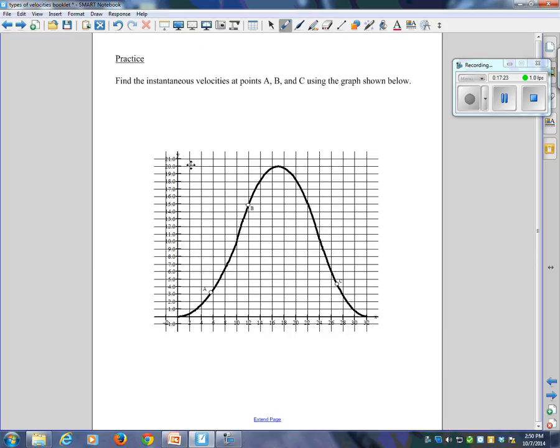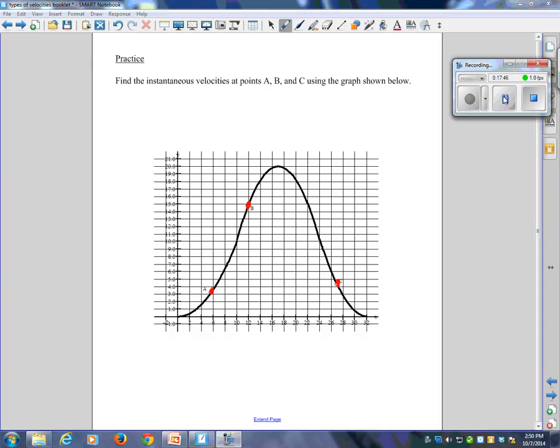Okay, so here's what I want you to do. On this goofy looking curve here, I want you to find the instantaneous velocities at A and B and C. And here's what I'll do, because everyone always says, is this right? I'm going to give you about 2-3 minutes to do A, and then I'm going to give you an answer. Go.